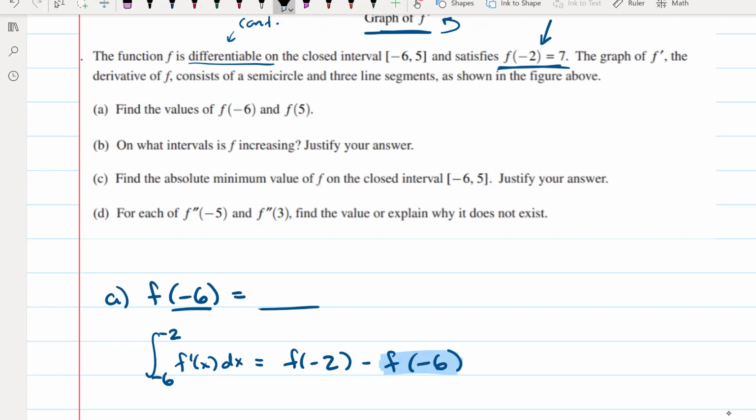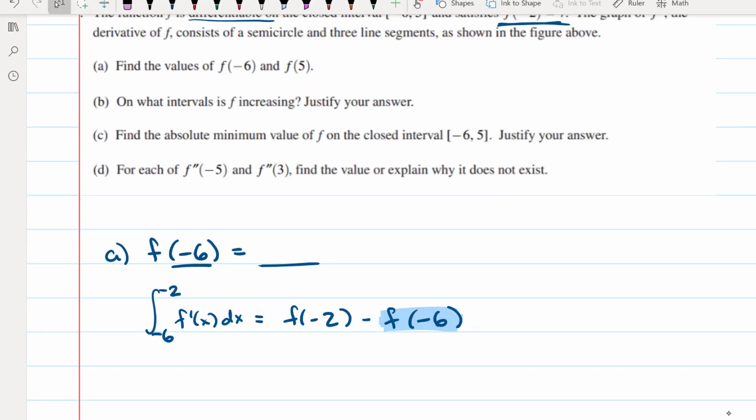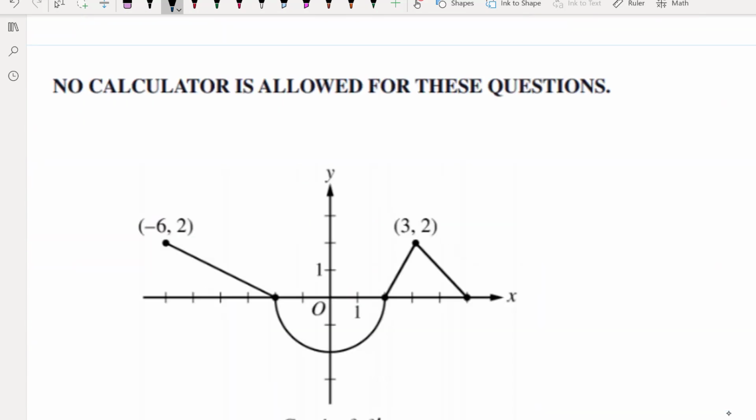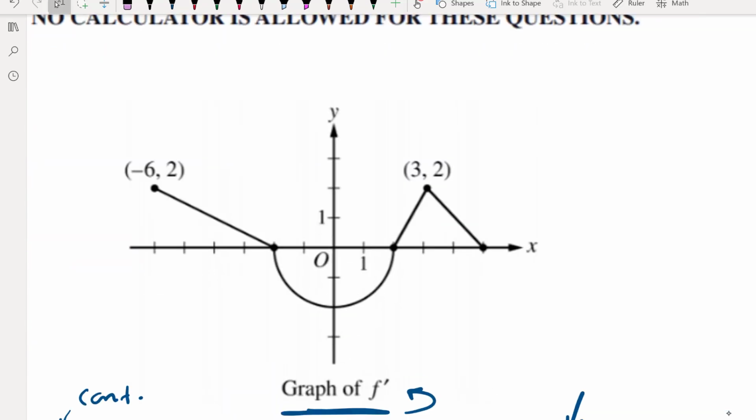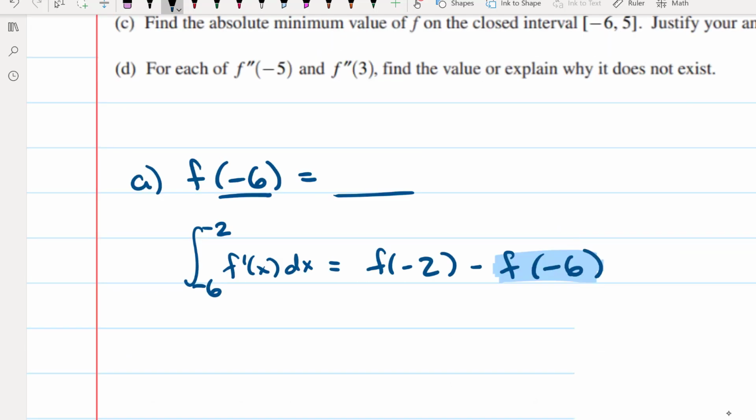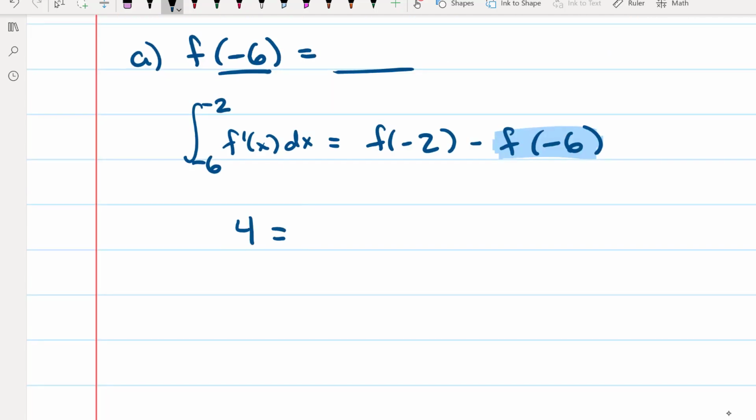Okay, so what I'm going to do is start evaluating things. So the first thing we're going to do is find the integral. So -6 to -2. So right here is -2. So I'm going to find the area of that triangle right there. And this distance is 1, 2, 3, 4, and this distance is 2. So the area is 1/2 times 2 times 4, which is a nice 4. So then 4 is equal to 7 minus f of -6. So -3 is equal to -f of -6. 3 is equal to f of -6.